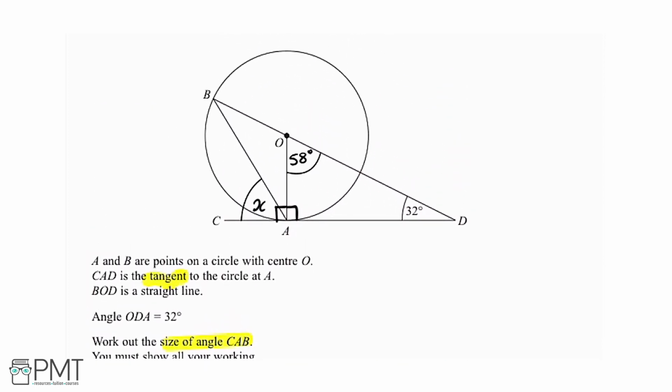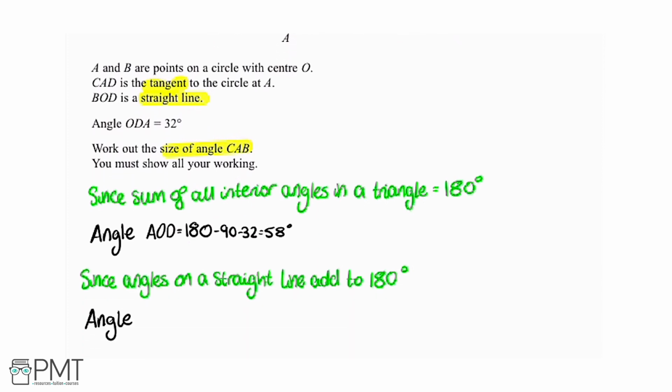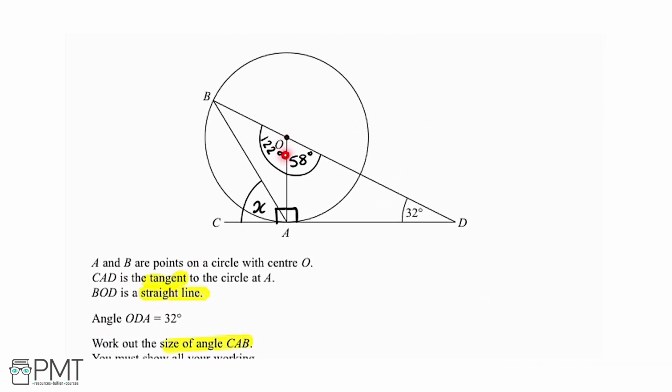Now we're also told that BOD is a straight line. And angles on a straight line add up to 180 degrees. So because we got this one now, we can now work this angle here out. So angle AOB is going to equal 180, and if we take away the angle we already know of 58, we get 122 degrees.